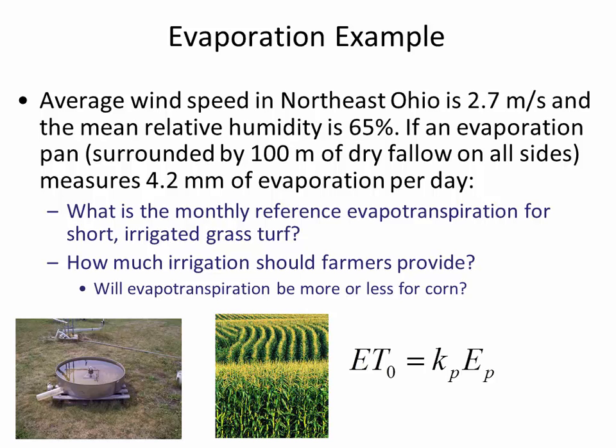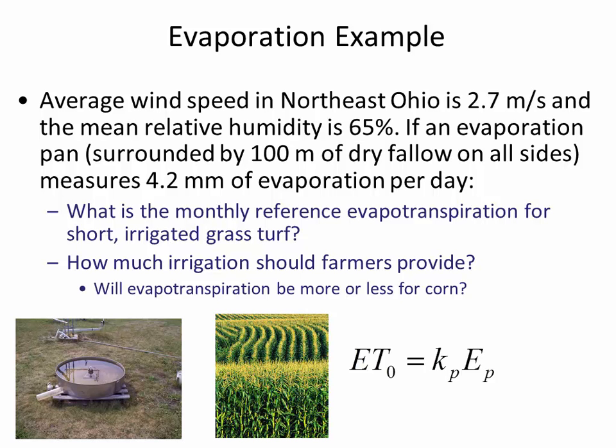We're going to take a look at this by trying out an example where we have wind speed given. This is in northeast Ohio. I don't know why that matters necessarily, northeast Ohio, but anyways, that's what we're going to do. The wind speed is 2.7 meters per second. We know the humidity, and we've got a pan surrounded by 100 meters of dry fallow. Dry fallow means it's a field that isn't currently in production. It's an agricultural area, but nothing's planted and growing. It's measuring 4.2 millimeters of evaporation per day.